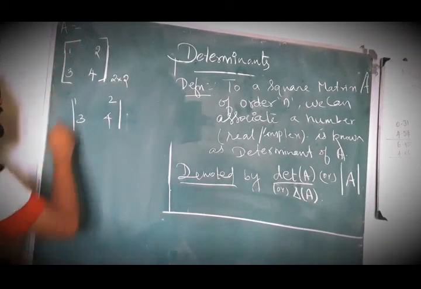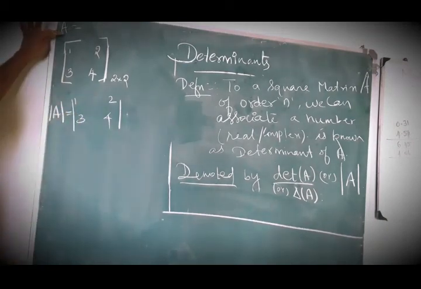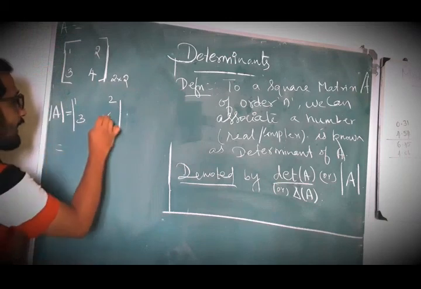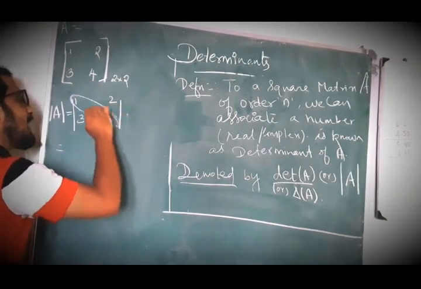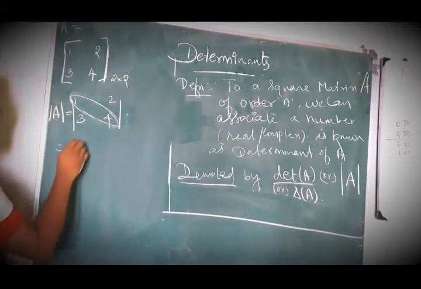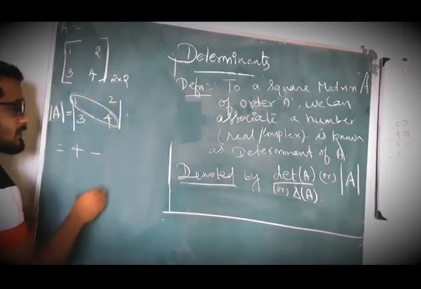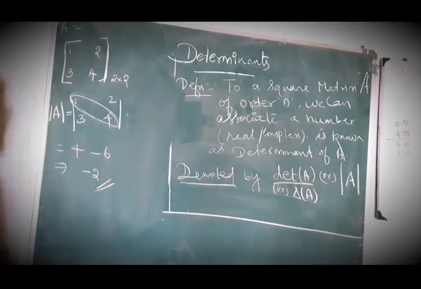How to find the value of determinant? Determinant A is equal to, with respect to this matrix only. Listen to that. Diagonal elements, first the principal diagonal elements, you have to multiply. What is 4 ones are? 4. Minus 3 twos are? 6. 4 minus 6, what is 4 minus 6? Minus 2. Determinant A is minus 2.